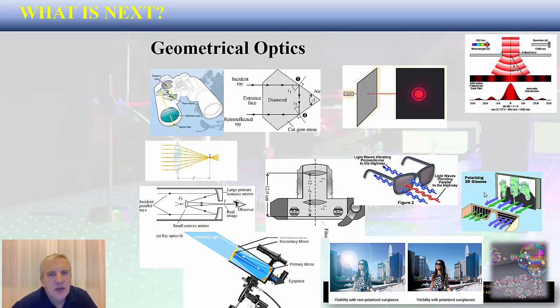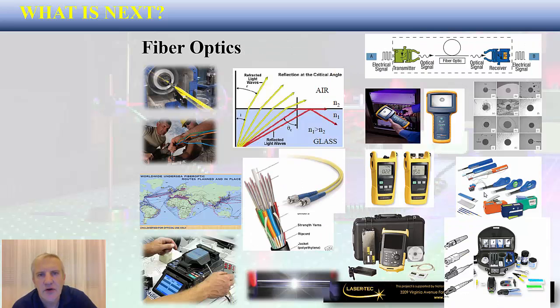We're going to talk about binoculars, we're going to talk about telescopes, we are going to talk about why the soap bubbles would have those beautiful rainbow colors. We are going to talk about 3D polarizing glasses and many other different types of applications of this type of material.